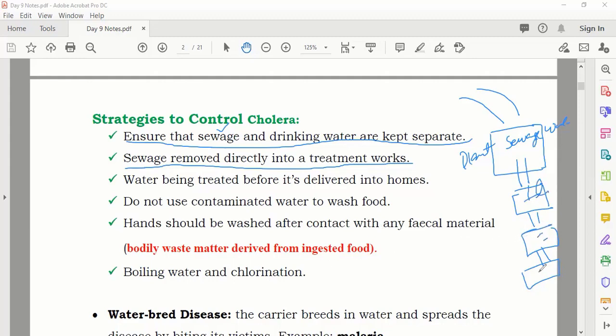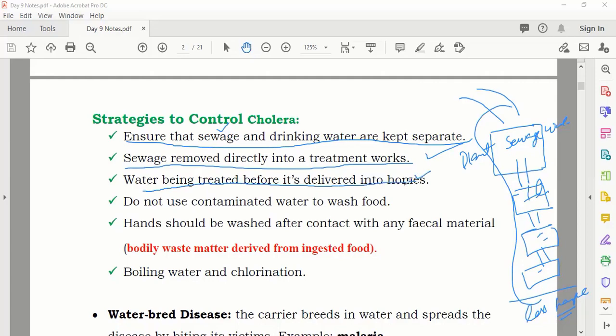And after that, when it becomes less harmful, then it is released in rivers or in other places. Otherwise it is treated before. So the same thing they're saying, the sewage is removed directly into a treatment works. After that, water is treated before it is delivered into homes.